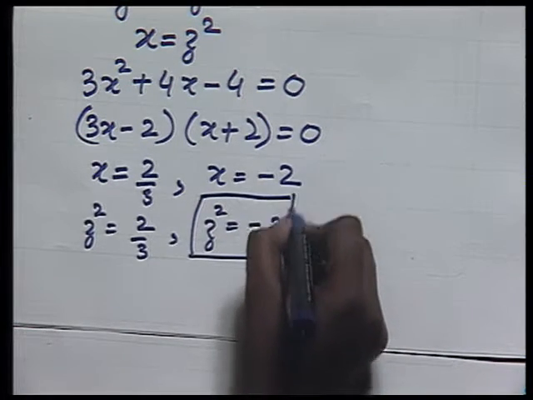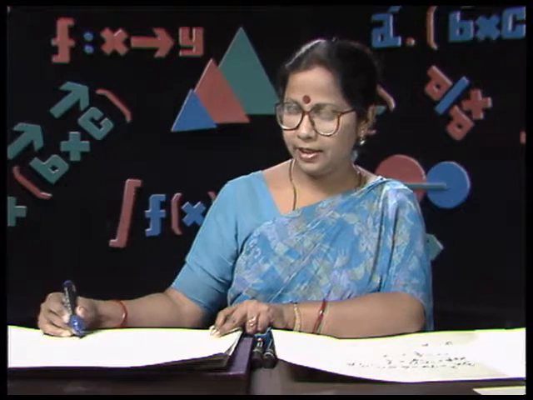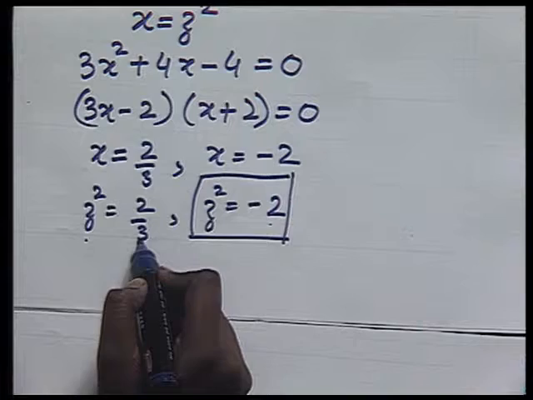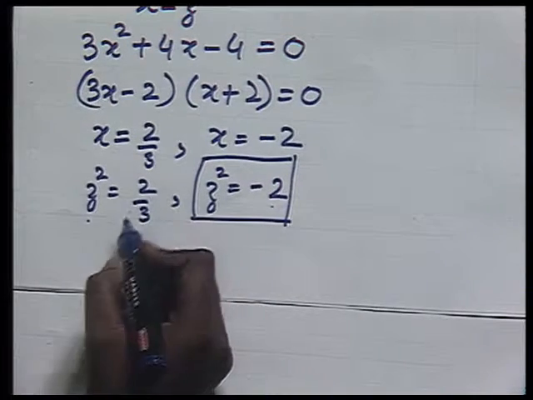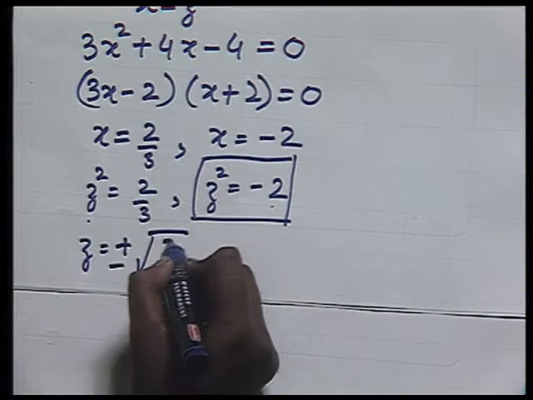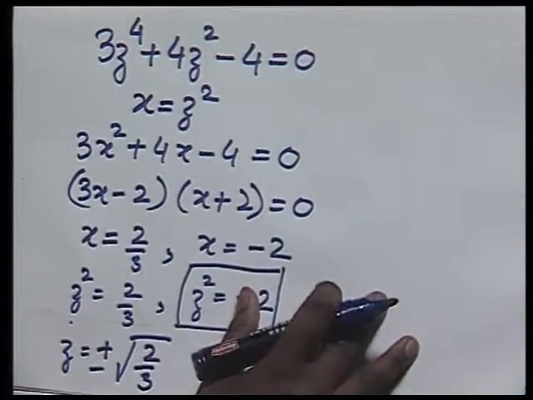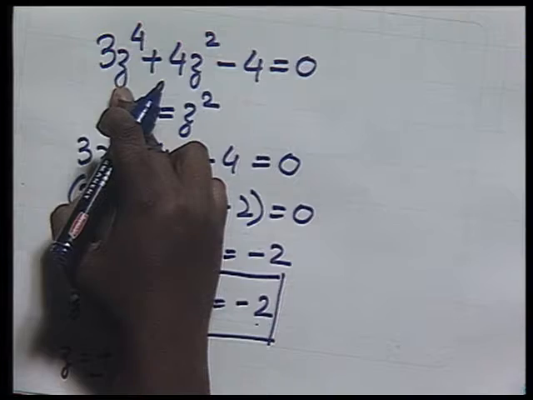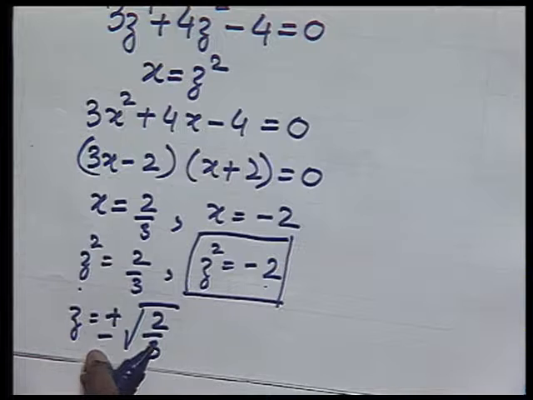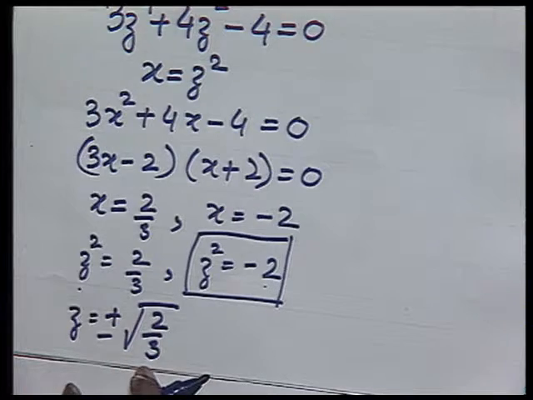This is not possible because the square of a real number can never be negative. So, we are left with only z square is equal to 2 by 3, and hence the values of z which we get from here are plus minus under root of 2 by 3. Therefore, the solutions of this equation 3z raised to the power 4 plus 4z square minus 4 equal to 0 are z is equal to plus under root of 2 upon 3 and minus under root of 2 upon 3.